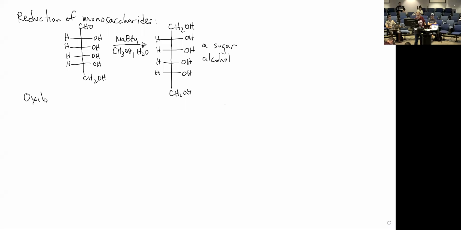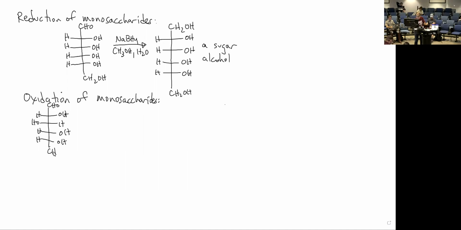Monosaccharides can also be oxidized. Oxidation of monosaccharides in 2 different ways. Maybe this time I'll take glucose. Right, left, right, right. So CHO for the aldehyde group. And one oxidizing agent that you can use is aqueous bromine.